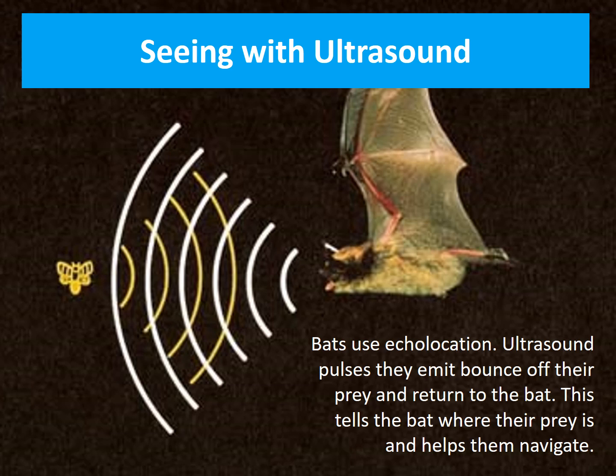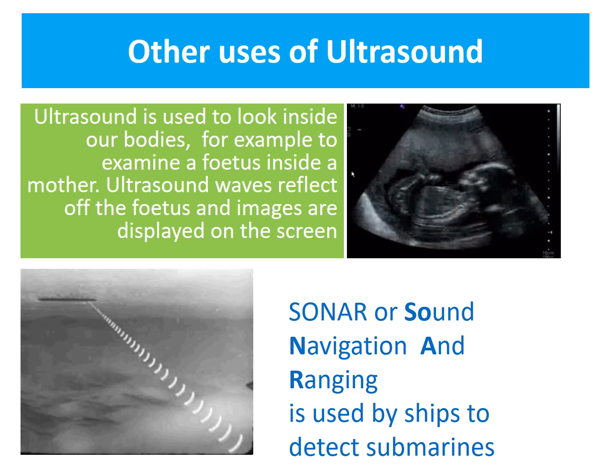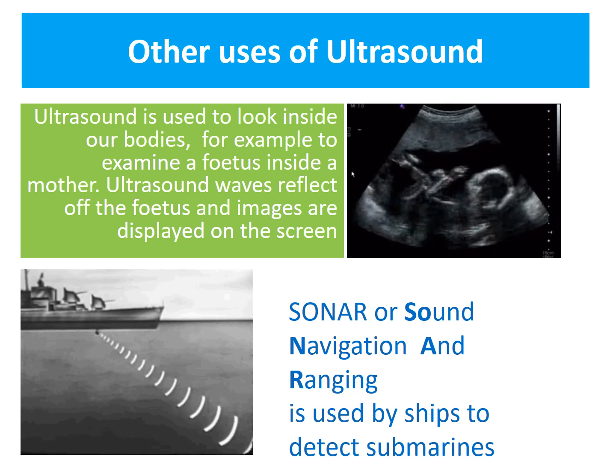So as I said, bats use echolocation. What they do is they send out an ultrasound pulse, and then it bounces off their prey back to them, and then they know exactly where their prey is. And it also helps them navigate so they don't fly into things in the night, which is incredible. Well worth going to watch a video on bats using ultrasound. They're incredible creatures.